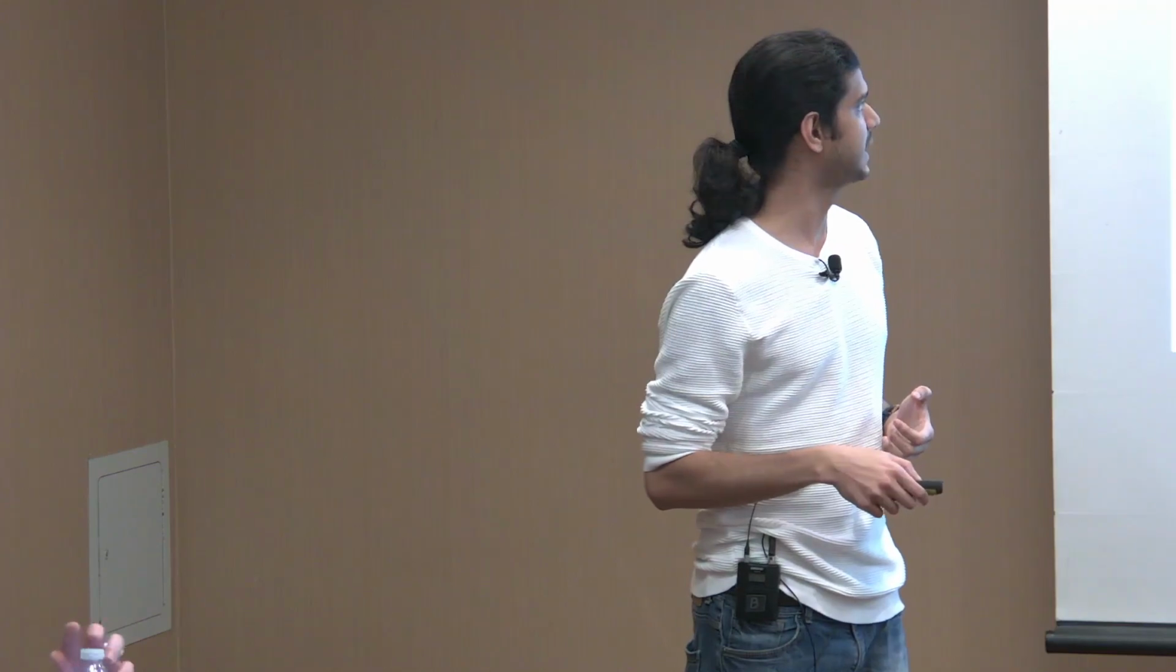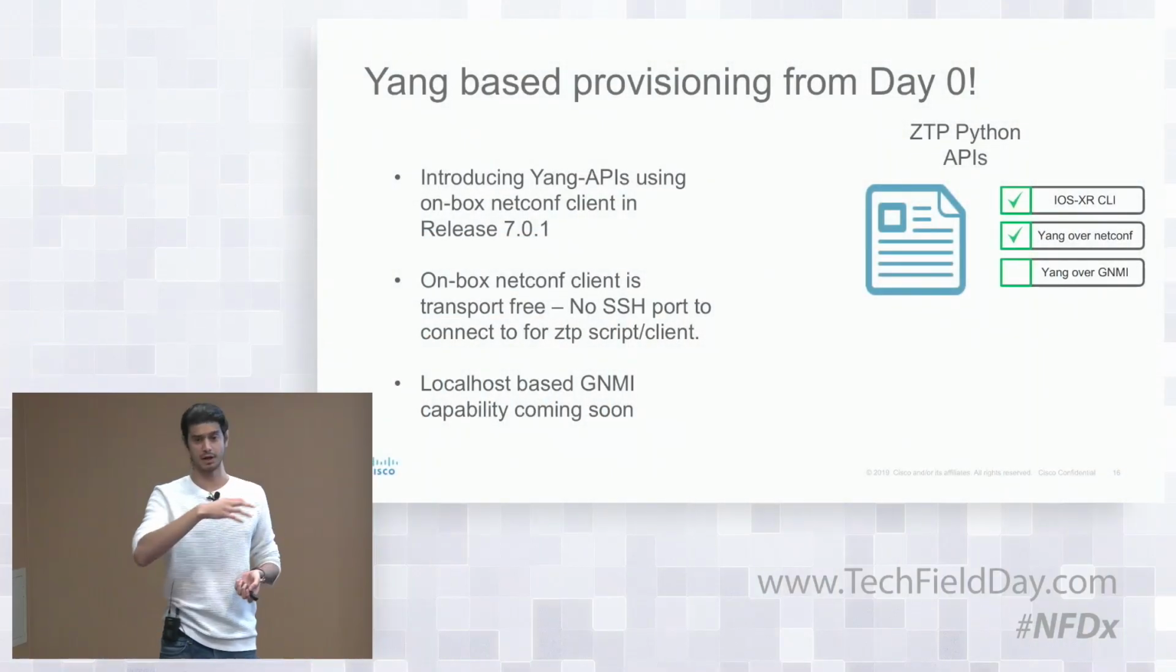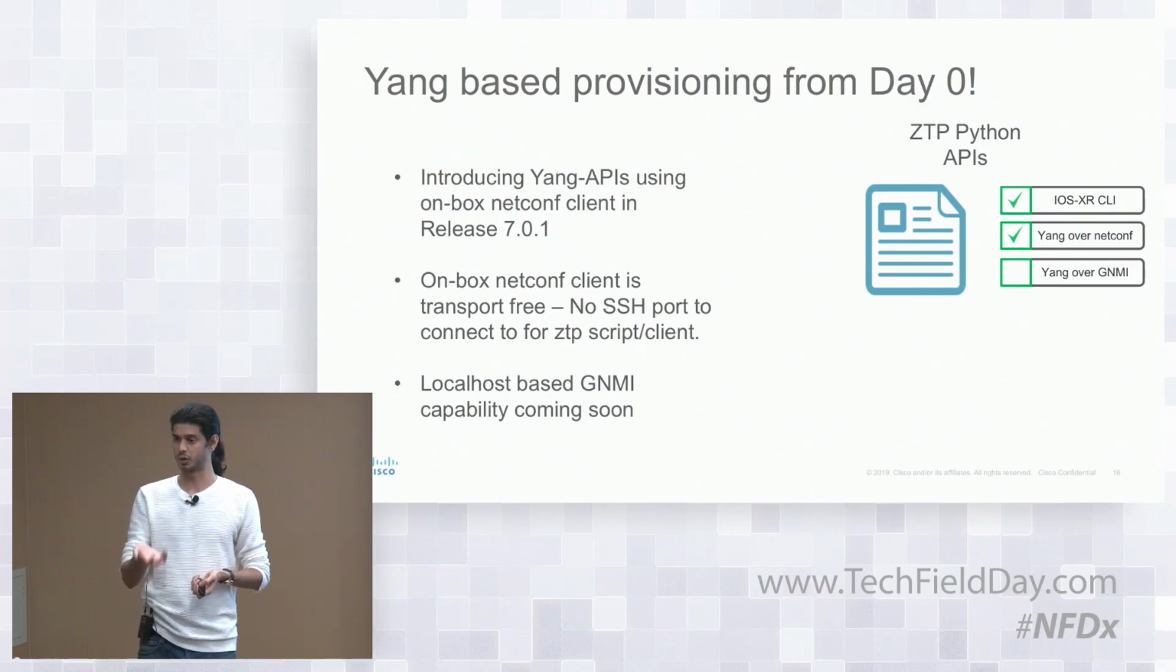And the basic idea there is that we're introducing these Yang APIs as part of the 7.0.1 release that is upcoming. So currently we're at 6.5.2 and the next release will go on to 7.0.1.